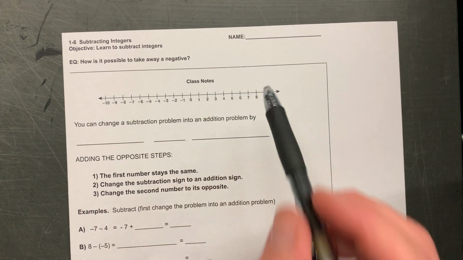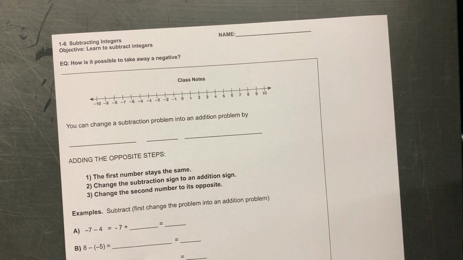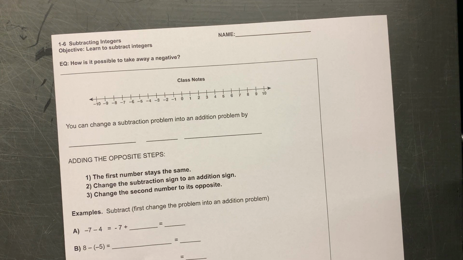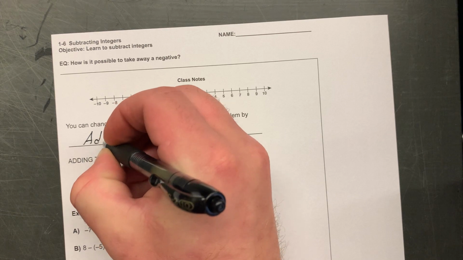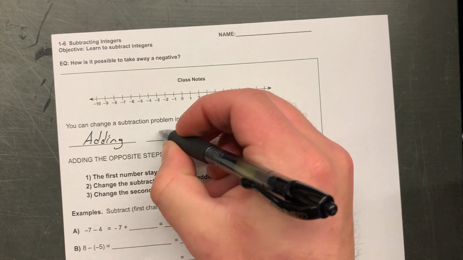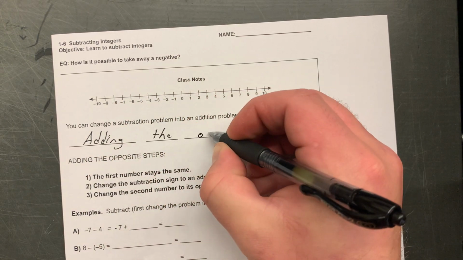So here we have our number line. It might not always be the easiest to use a number line, but we're going to use it. You might not always have a number line, so we're going to look at some ways that we can subtract without it. You can change a subtraction problem into an addition problem by what we call adding the opposite.